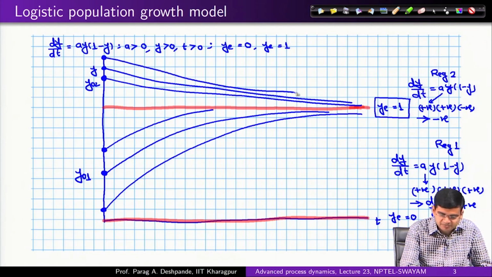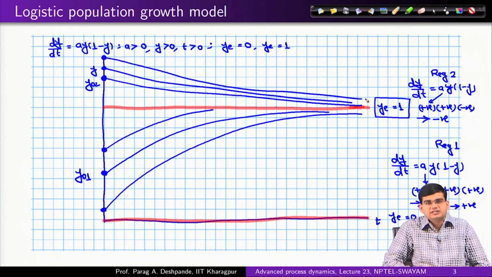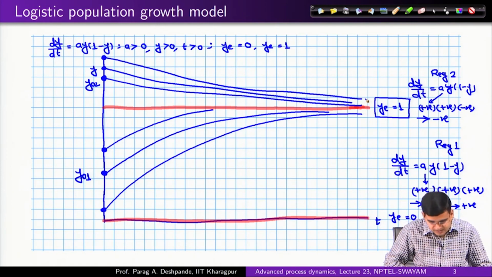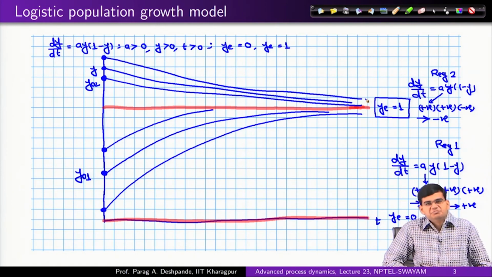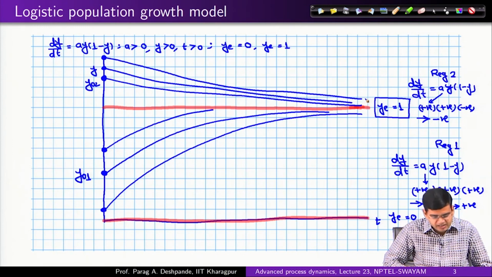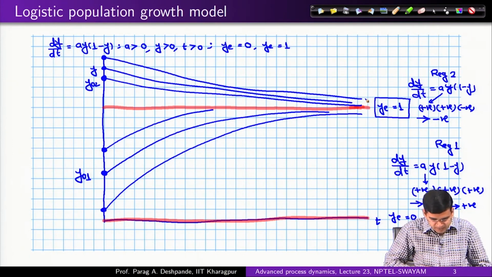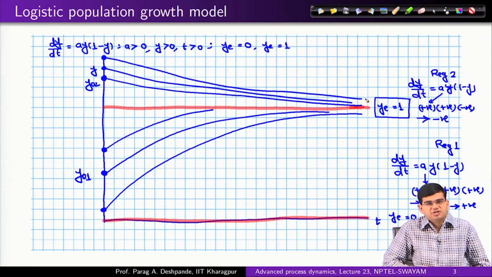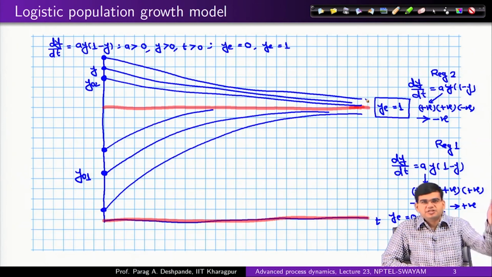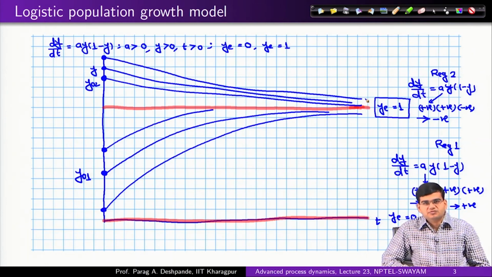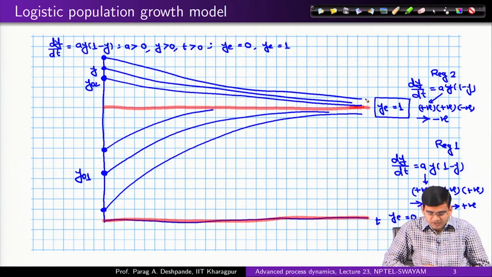And what is the physical meaning of these phase lines in this region? It physically means that if you have at an instant a population which is larger than the equilibrium population of the system, then the population must go down, the population must reduce. It must reduce till what extent? Till the carrying capacity. Okay.